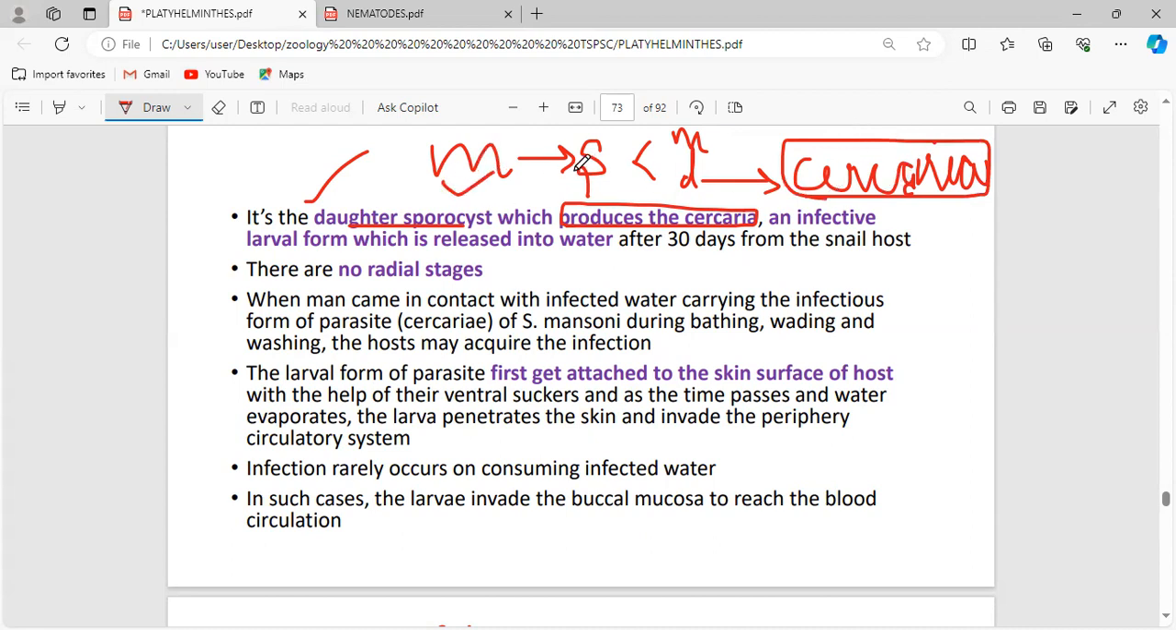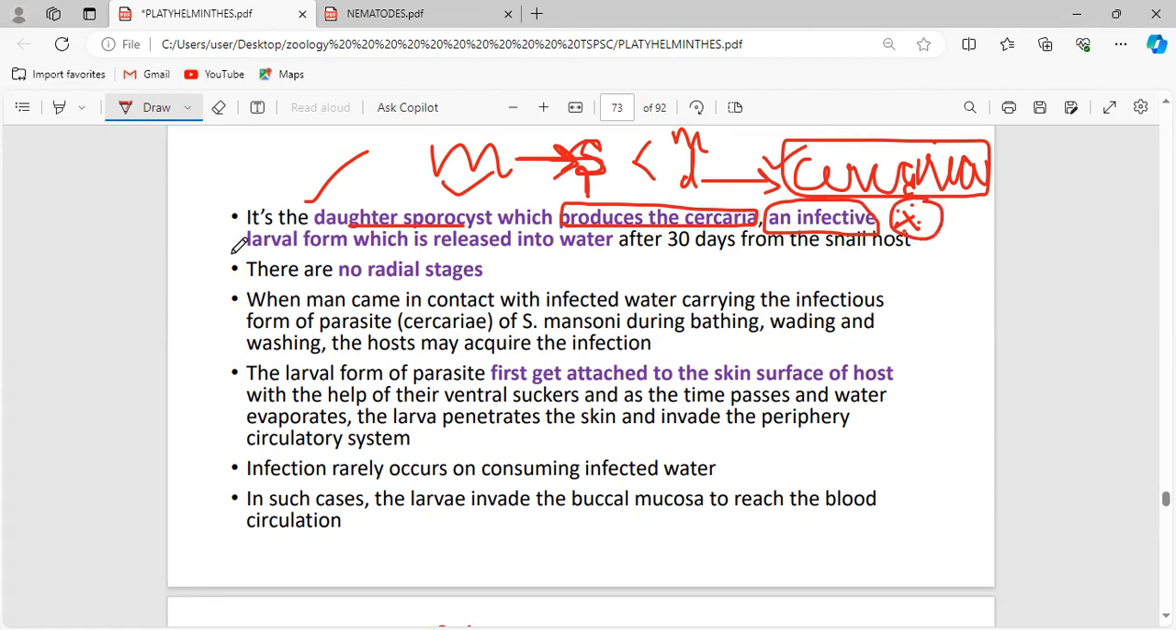See, this miracidium enters the intermediate host, that is the snail. After entering the body of the snail, it converts its structure from the miracidium to the sporocyst. The sporocyst undergoes division. We can call them mother sporocyst and daughter sporocyst. Now, this daughter sporocyst is the one giving rise to the cercaria, and this cercaria is an infective larval stage. This is the one you have to remember as the 10th important point.